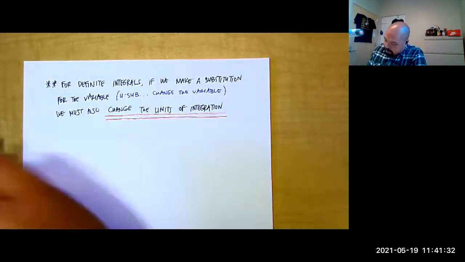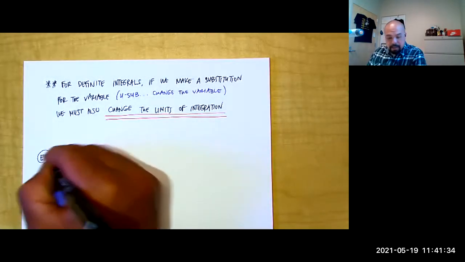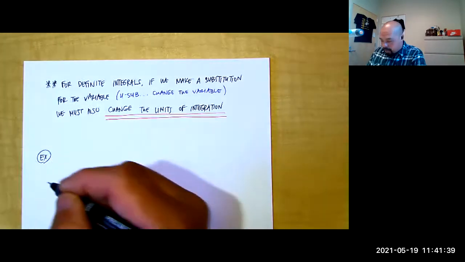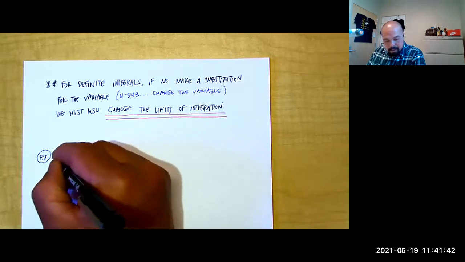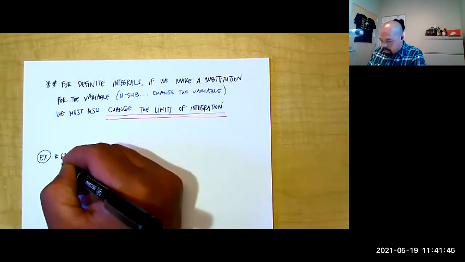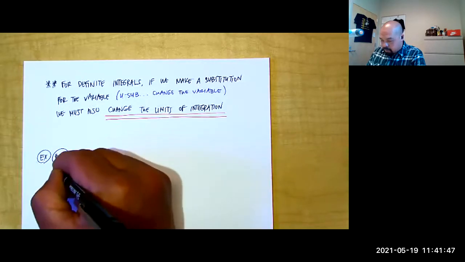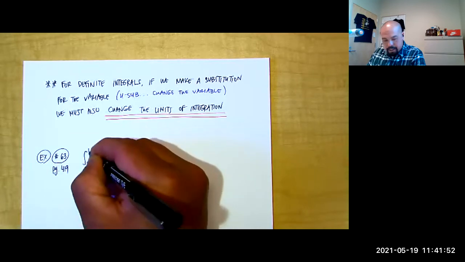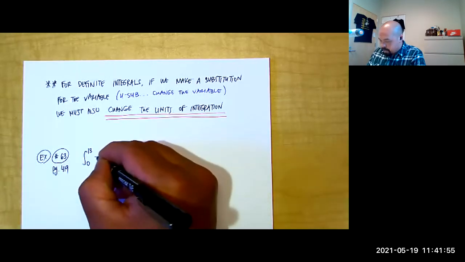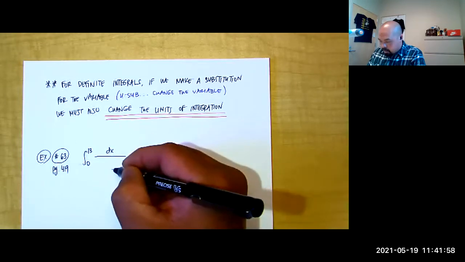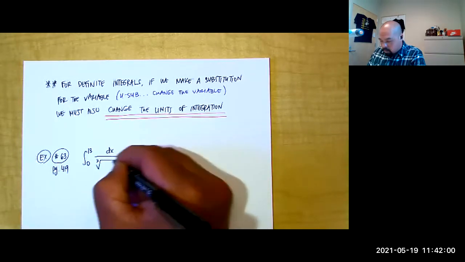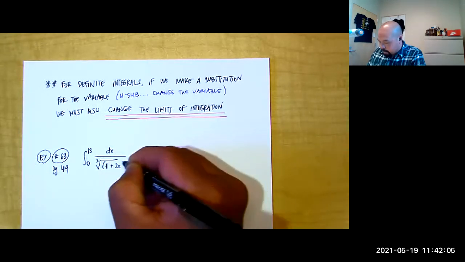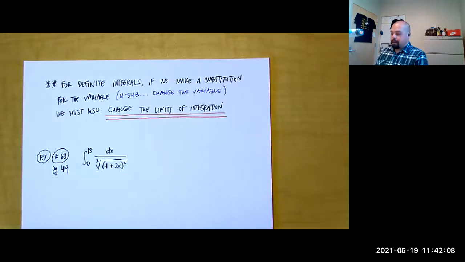Okay, so let's look at this next example. I'm going to borrow this one from the textbook. Let's check out this one. Kind of interesting as well. Let's try problem number 63 on page 419. Okay, and we're going to integrate from 0 to 13 this integral dx over the cube root of 1 plus 2x, that quantity squared.